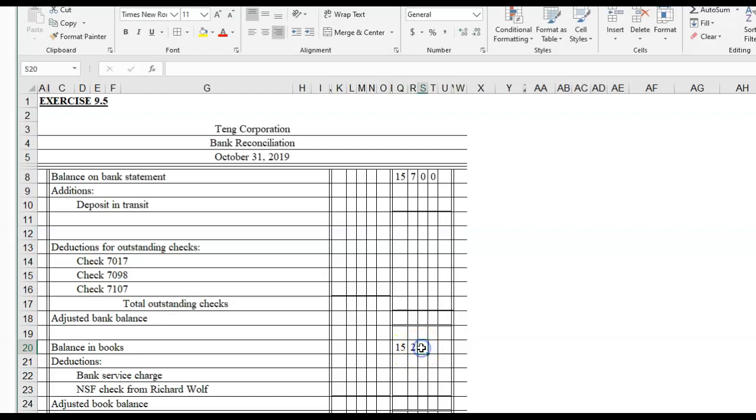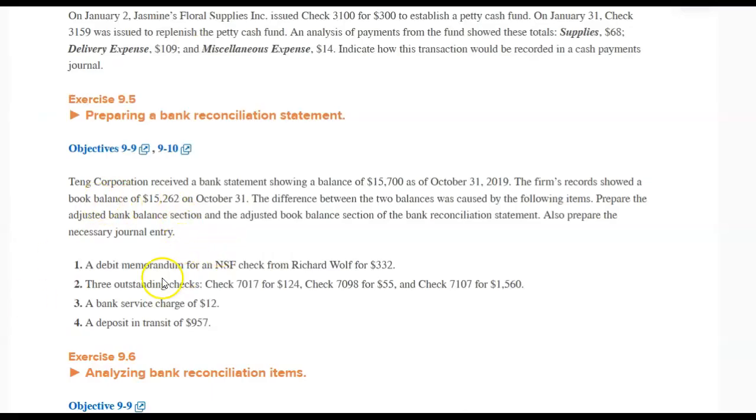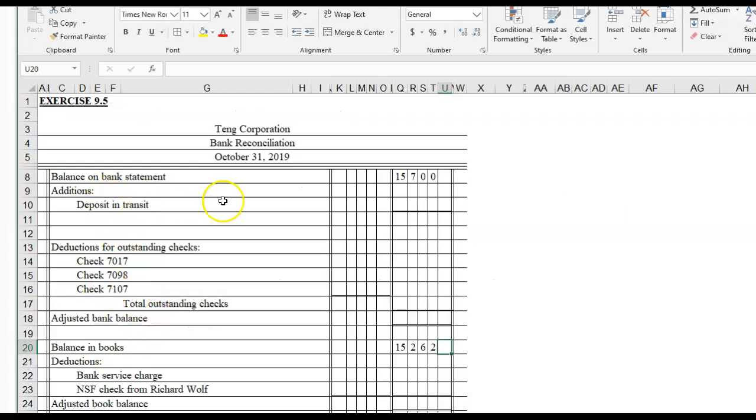Now we've got to get these to match. That's the whole goal: making sure you count your outstanding checks and everything else that's going on. Do we have any deposits in transit? Let's check the problem. It says there is a deposit in transit of $957. So we have deposits in transit, that'd be $957. We're going to add that up. That should be $16,657.